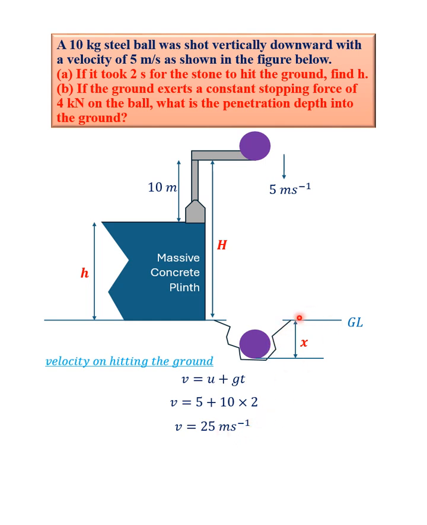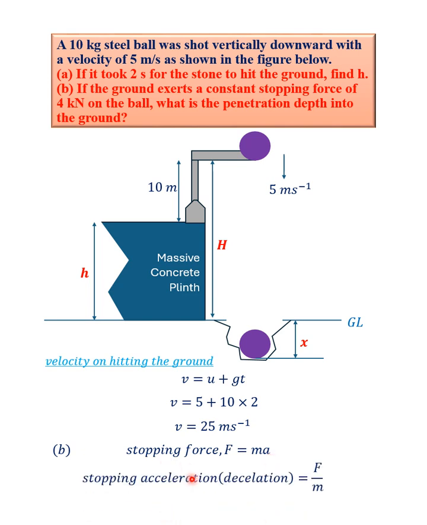So that 25 meters per second now becomes the initial speed for the ball for the second phase of the journey, which is the penetration stage into the ground. Remember, the B part of the question is saying there is an average stopping force that helped to stop the ball as it penetrates into the ground. That force is equal to mass times acceleration. It is the normal force equation. We know the force to be 4 kilonewton. We know the mass of the ball to be 10 kg. We can calculate the stopping acceleration.